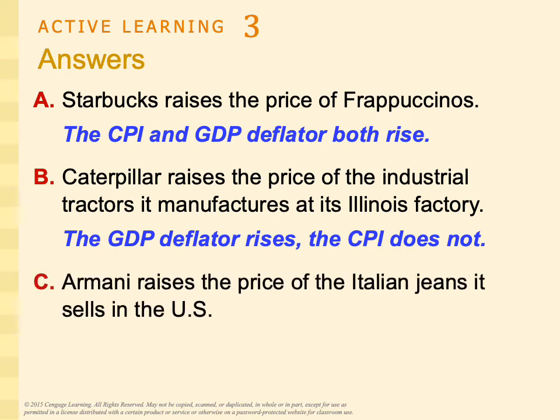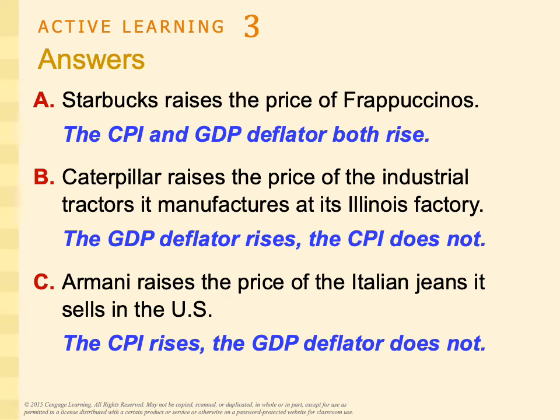And scenario C, Armani raises the price of the Italian jeans it sells. Well, these are not produced in the U.S., so would not be part of the GDP deflator, but this is something that consumers would purchase, so it would be part of CPI. So the CPI would increase and the GDP deflator would remain unchanged.